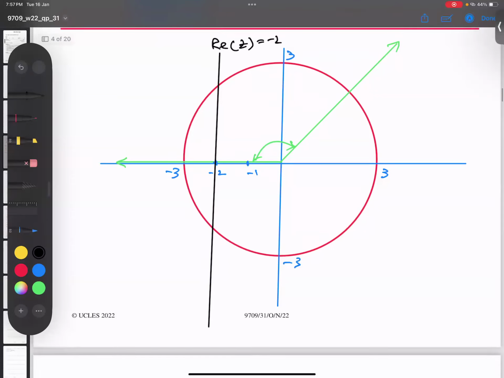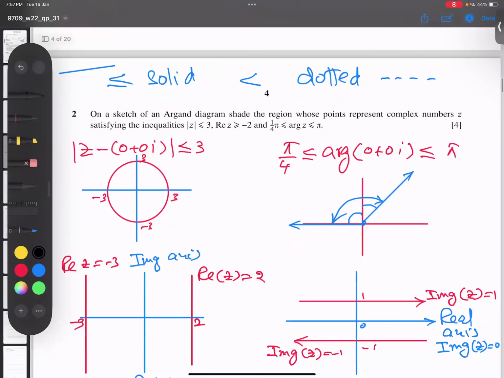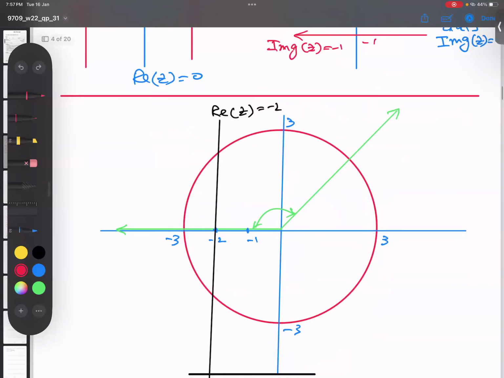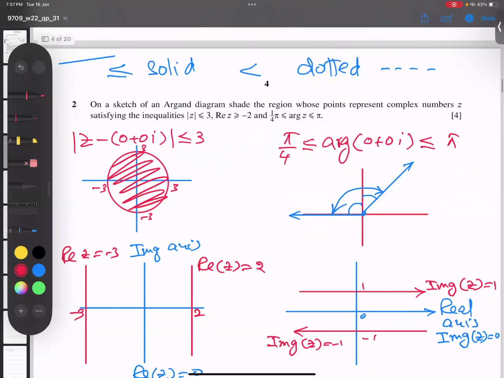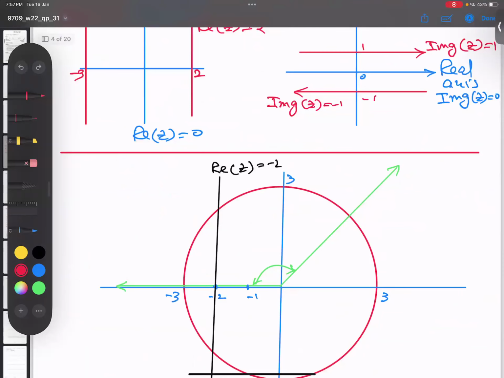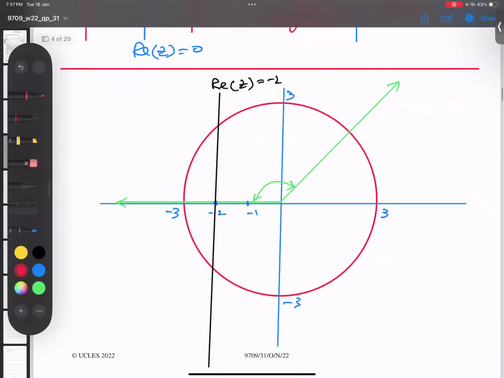Okay, now this is done, but now we have to shade. Now read the statement, please. What is the question saying? Sketch the Argand diagram and shade the region of points satisfying all three inequalities. So let's start. This is less than or equal to, which means inside the circle. Then he's saying further, less than pi and bigger than that. So he talks about this portion.